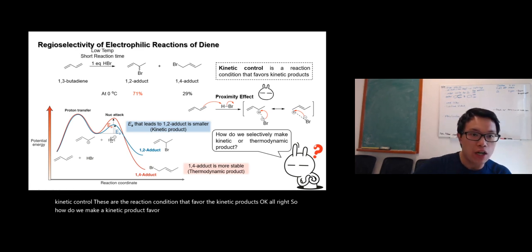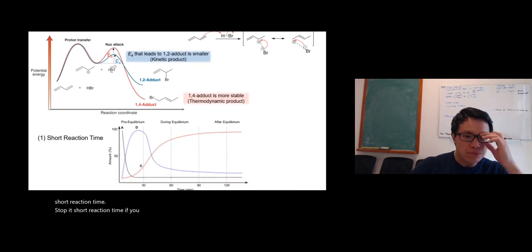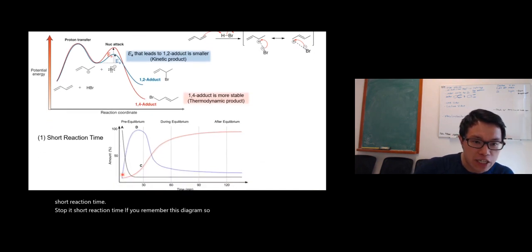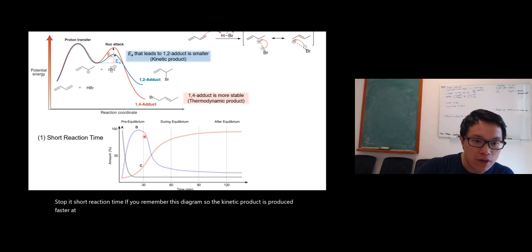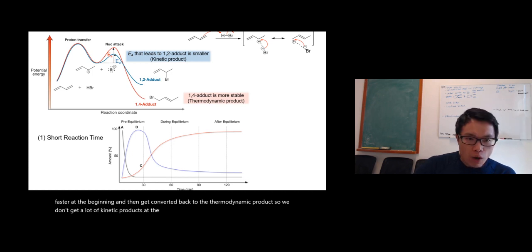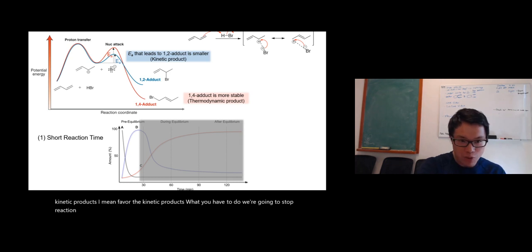Well, two ways to do it: low temperature and short reaction time. Start with a short reaction time. If you remember this diagram, the kinetic product is produced faster at the beginning and then gets converted back to the thermodynamic product, so we don't get a lot of kinetic product at the end. If you want your reaction to favor the kinetic product, what do you have to do? Well, we're going to stop the reaction right at that point. Don't let it convert back to the thermodynamic product.